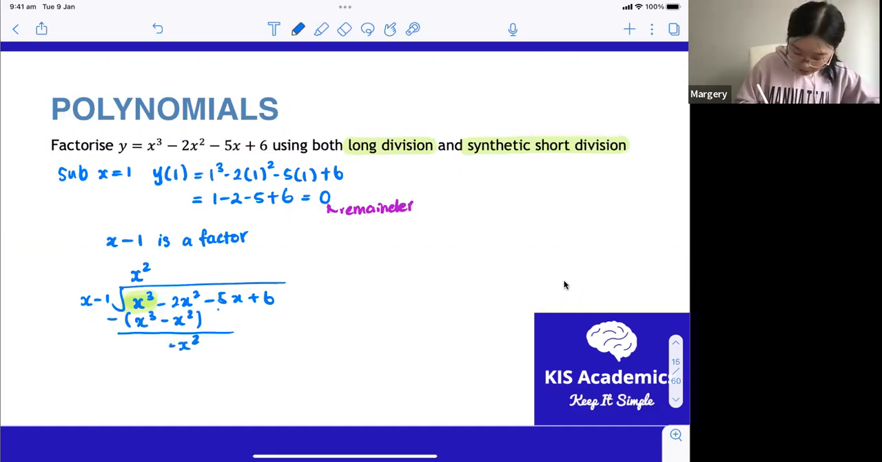Then bringing down my next term, I've got minus 5x here. Again, looking at the first term, I've got minus x squared. I know that I would need to multiply this x by minus x to get this negative x squared. So on the top here, I'd write down minus x. And so I end up getting minus x squared plus x.